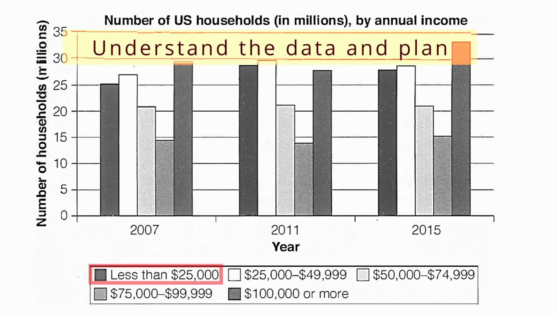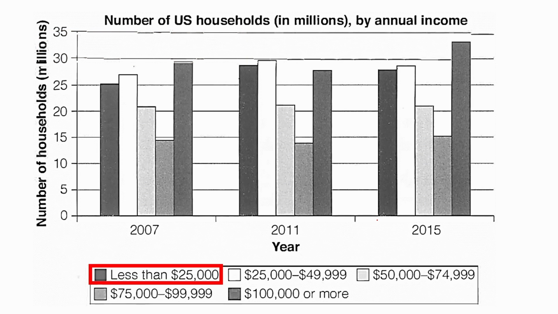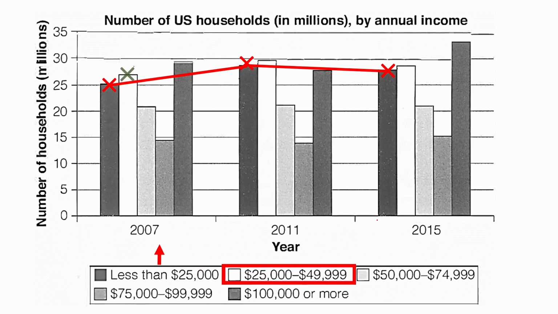So let's begin with the first one. The households less than $25,000, we can simply connect these dots to find out what happened over the period. So in 2007 to 2011 went up very slightly and then down in 2015. So it went up overall. Next one, $25,000 to $49,000. The same thing, we connect the dots to find out what happened. Okay, again, it went up in 2011 and went down in 2015, but still it increased overall.